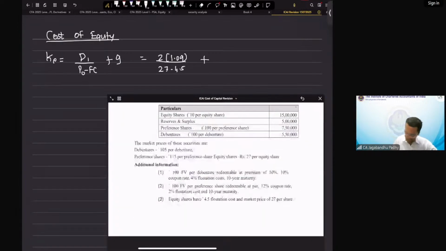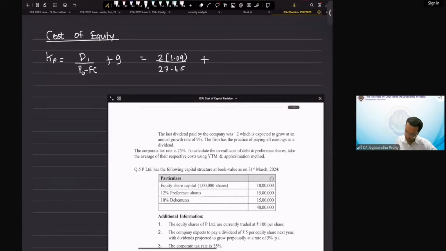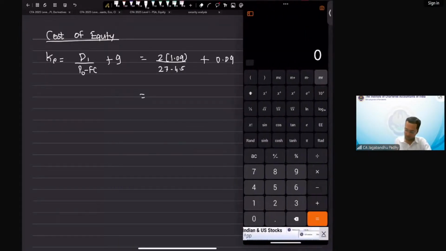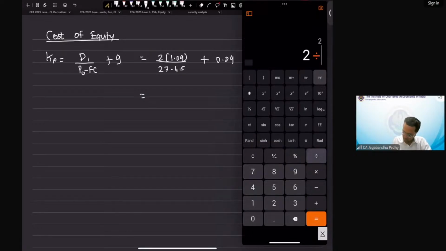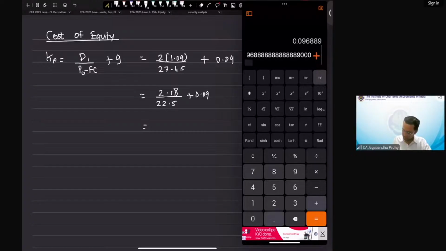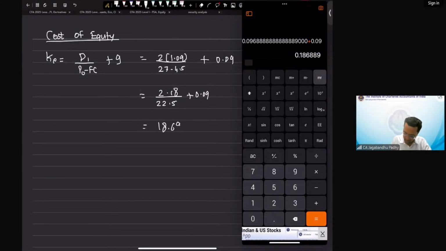4.5 plus growth is 9%, 0.09. This is going to be 2 into 1.09, 2.18 divided by 27 minus 4.5, which is 22.5 plus 0.09. That's 2.18 divided by 22.5 plus 0.09. That's 18.69%.